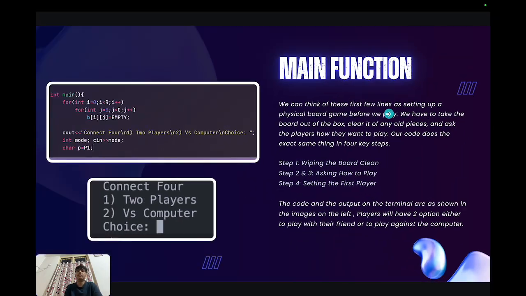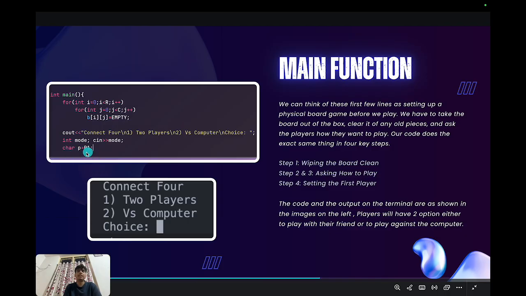So we can think of the first few lines of the main function as the physical board game before we play. We are first wiping the board clean by initializing all the entries as empty. Then we are asking how to play. Basically we are giving two modes, either to play two players or versus computer, and then we are setting the first player. We are always setting the first player as P1. So let's say there are two players playing, then P1 will play first, then P2. And let's say the computer is playing against the player, then P1 is the player and P2 is the computer. So the player will get the first turn to play, right?